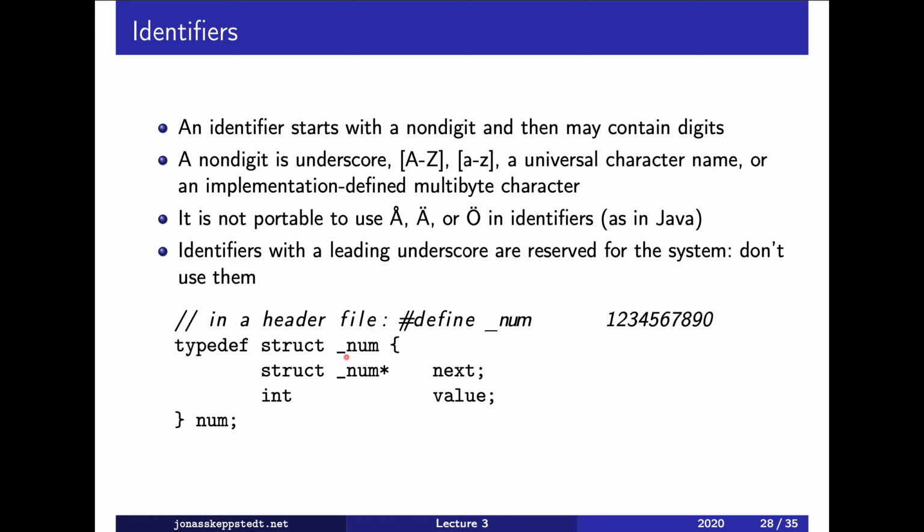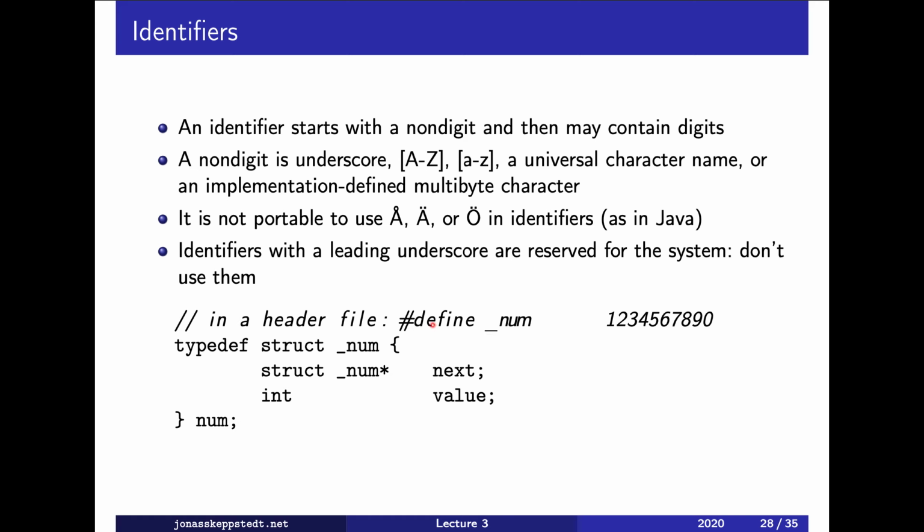Identifiers starting with an underscore are reserved for the system. The system here means operating system, standard library, or internal things used by the compiler. The compilers typically use some functions that are not part of either operating system or the C library, but to compute various things. And so we should never use that.